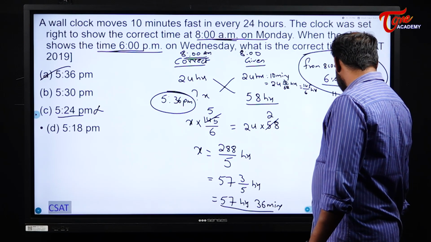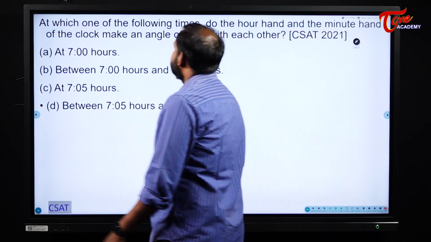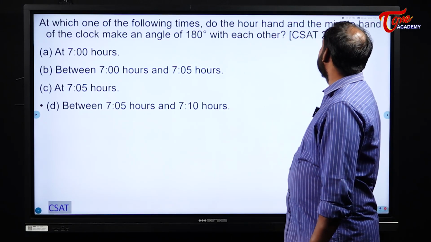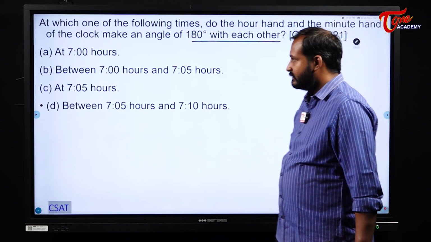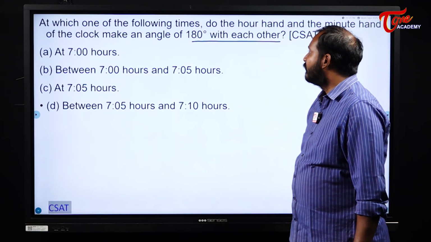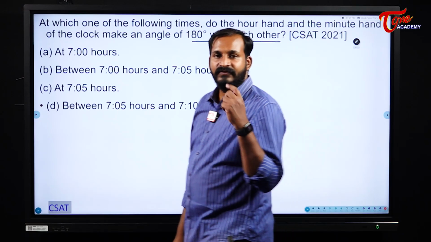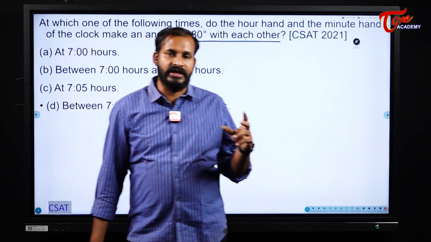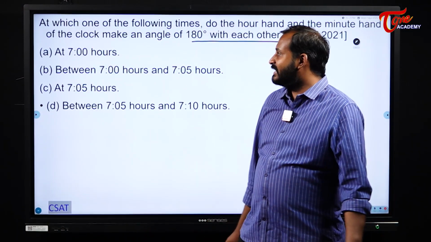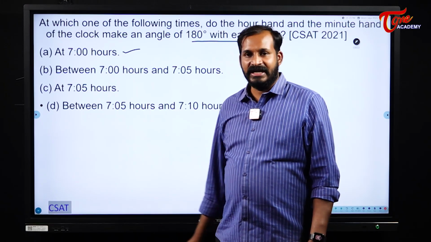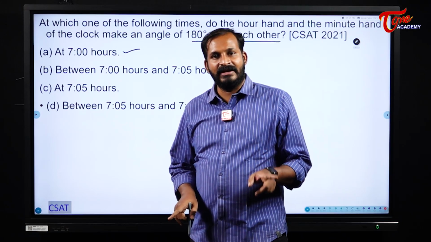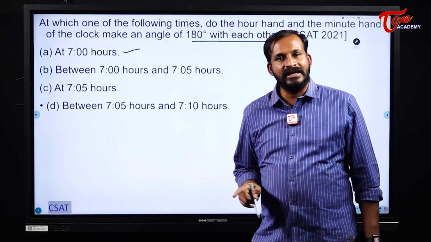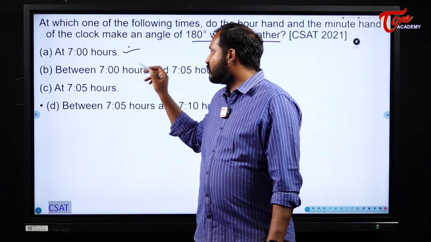Next one. At which one of the following times do the hour hand and the minute hand of the clock make an angle of 180 degrees with each other? Okay, 180 degrees with each other. The two hands of the clock should be exactly opposite to each other. See here at 7 o'clock, my hour hand will be on 7 and my minute hand will be on 12. Are they exactly opposite to each other? No. So this is not possible.